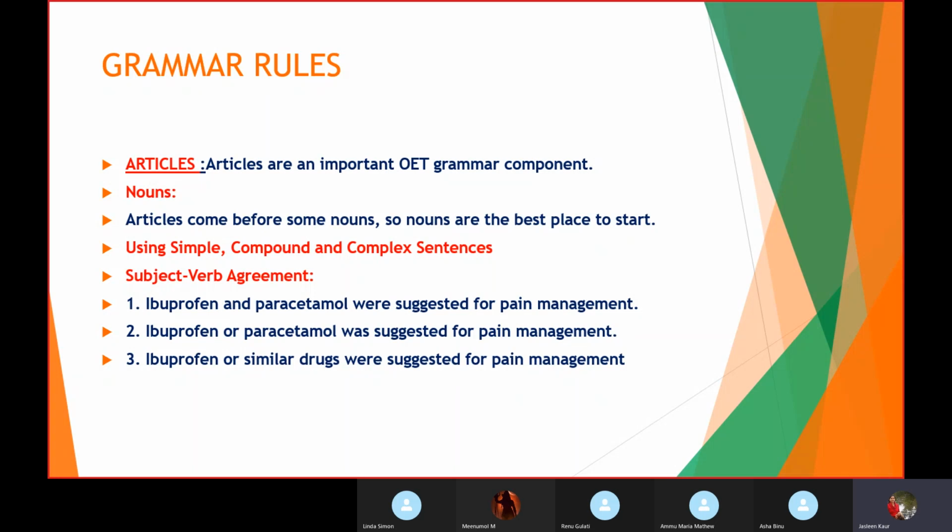And of course, the subject-verb agreement. These are the common mistakes of grammar which I'm showing you. Articles are very commonly seen. Then subject-verb agreement. So can you tell me if this first sentence is right or wrong? Ibuprofen and paracetamol were suggested for pain management. Is this right or wrong?